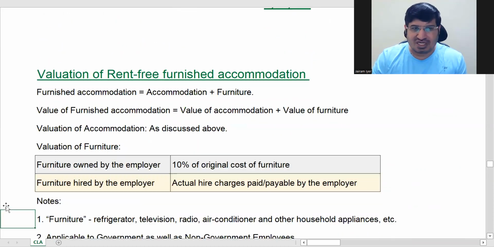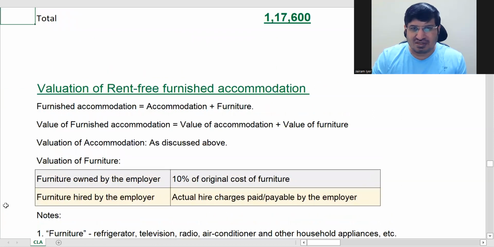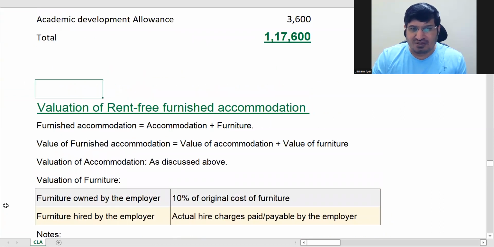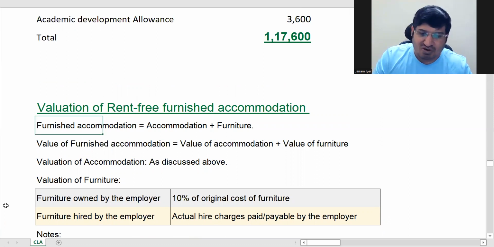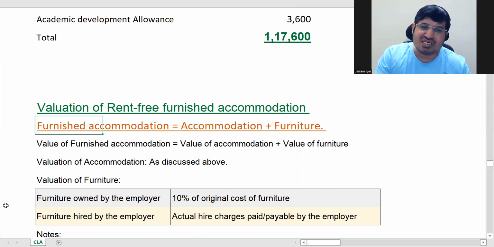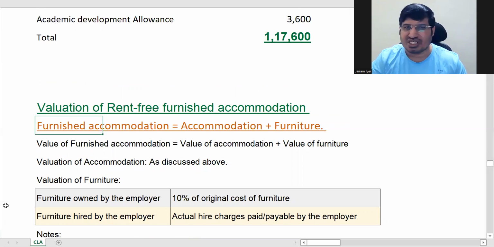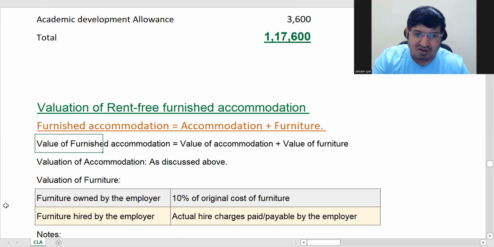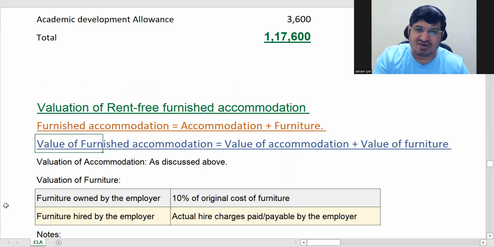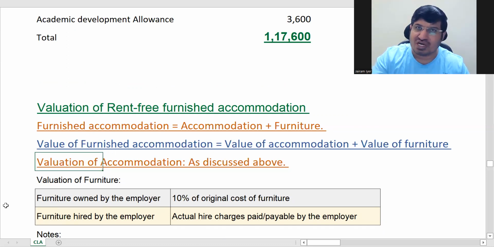Next part which we have to do is rent-free furnished accommodation. It's a very, very small addition to your unfurnished accommodation. What will you call rent-free furnished accommodation? Accommodation plus furniture, correct? Accommodation you will calculate as we have calculated above. No change. The value of furnished accommodation is the value of accommodation plus the value of furniture.